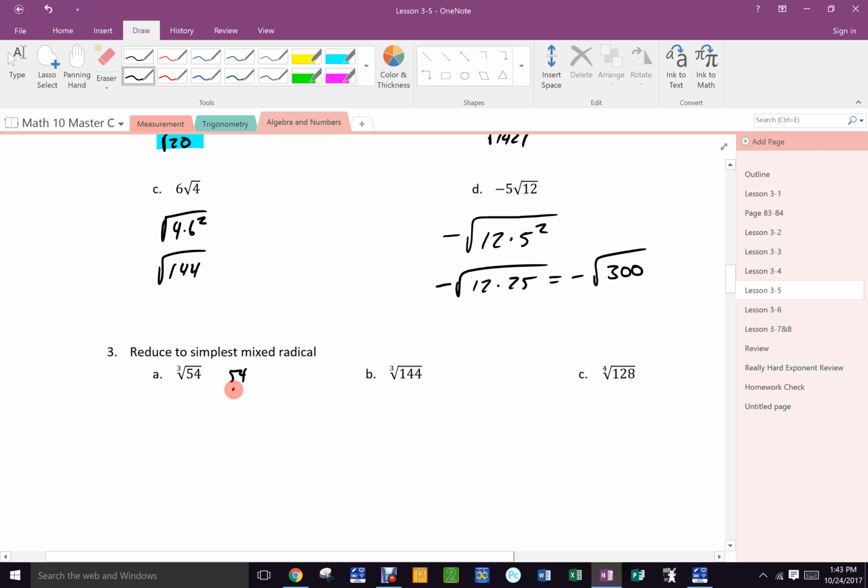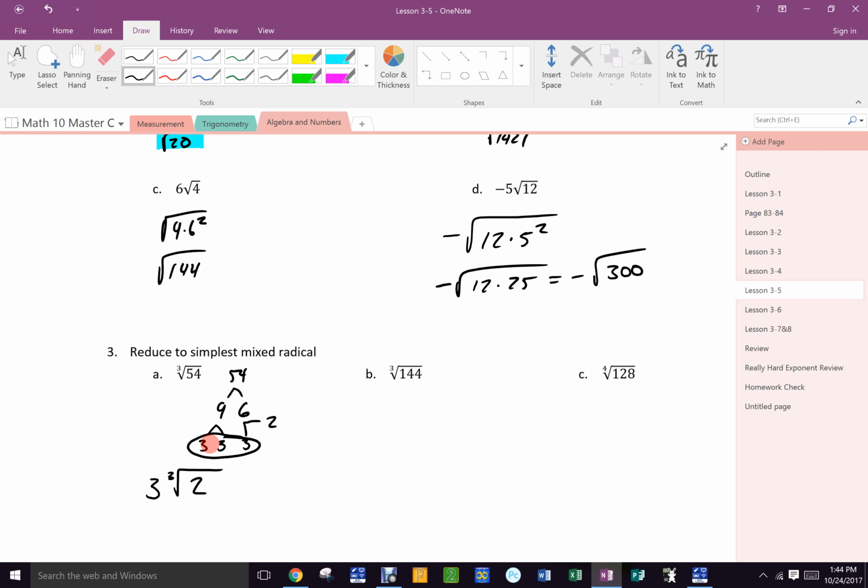What does 54 break into? Most of you are going to say 9 and 6 because you know your times tables. What does 9 break into? 3 and 3. What does 6 break into? 3 and 2. What do you see there? A group of 3. How big a group am I looking for this time, Jake? 3. So what comes out? A single 3. What stayed under there? 2. Everybody cool? It's exactly the same thing, but we're looking for a group of 3 instead of 2.